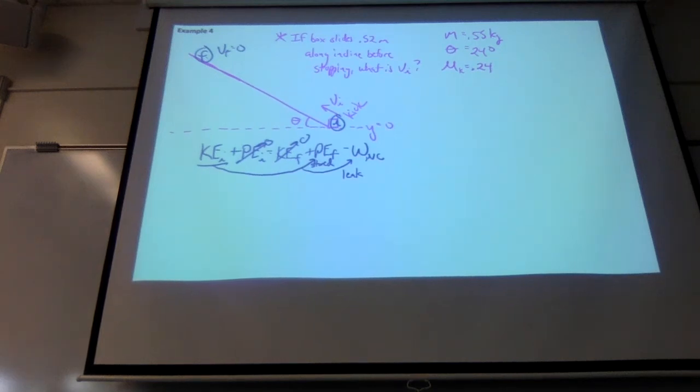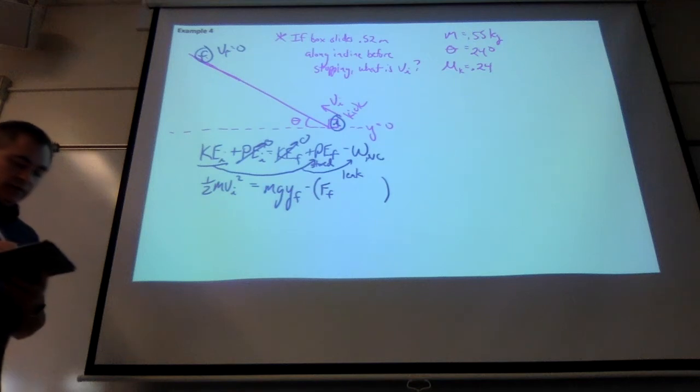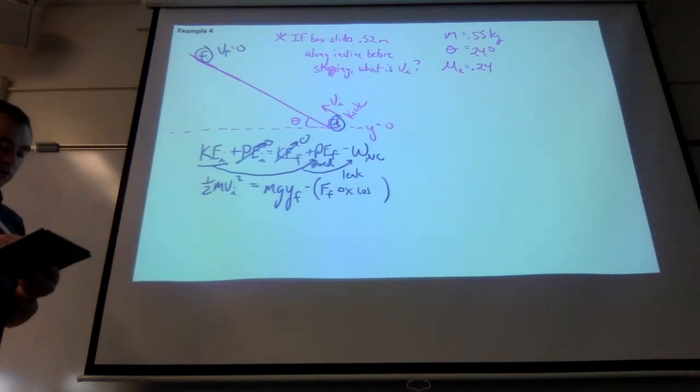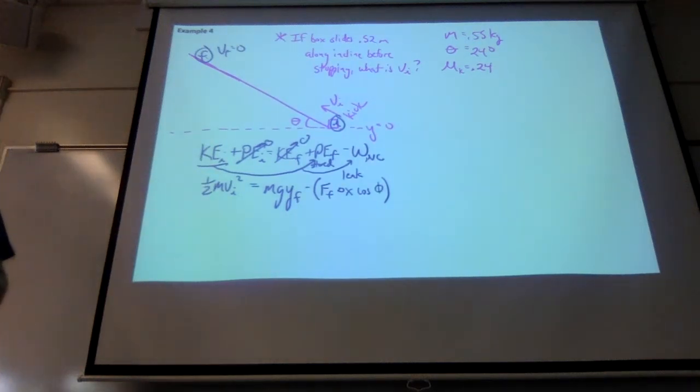Okay? So our equation for kinetic energy is 1/2 mass times velocity initial squared. And then on the right side, we have mgy final minus this work that's being done by friction. We're going to plug in the work equation. It is the friction force times delta x cosine. And I better be careful here because I already am using theta, so I'm going to call that phi: the angle between the direction of the friction force and the displacement.